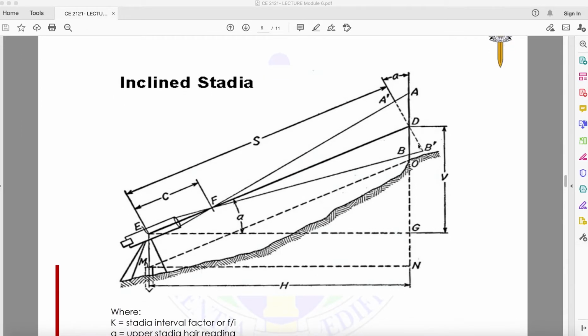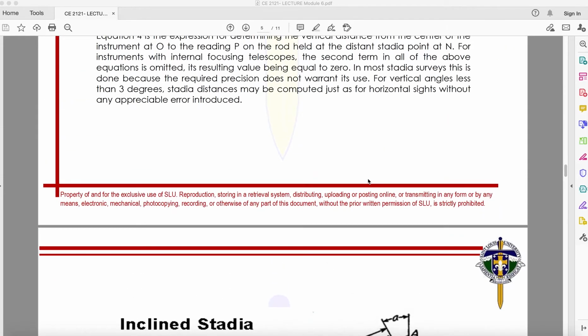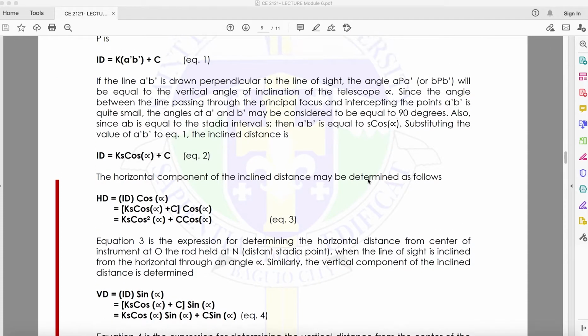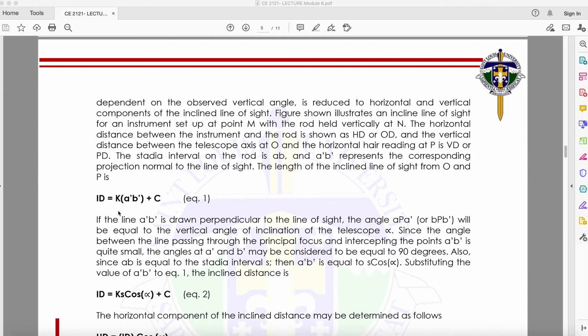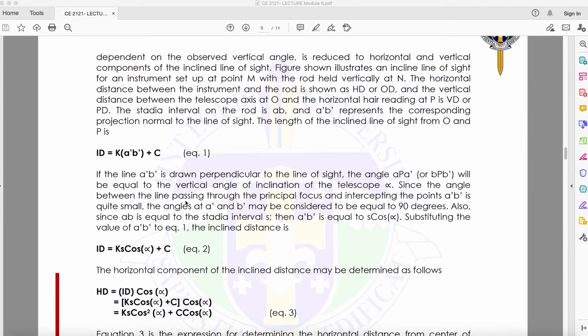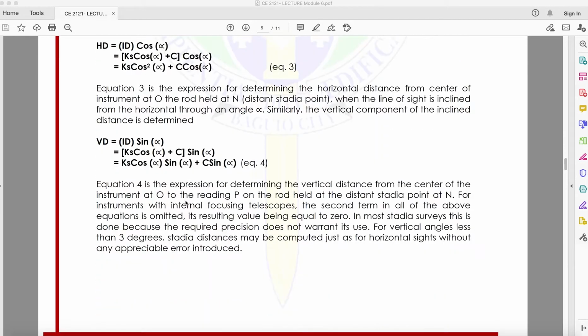Okay, so it is already inclined. So you have here your slope, you have here your vertical inclination angle. When going upward, we call that the angle of elevation or inclination angle. When you are viewing it downwards, we call it the angle of depression. Okay, so if it is already inclined, then the formulas here will give us the equations that we need to use in order to solve for the inclined distance, horizontal distance, and the vertical distance.